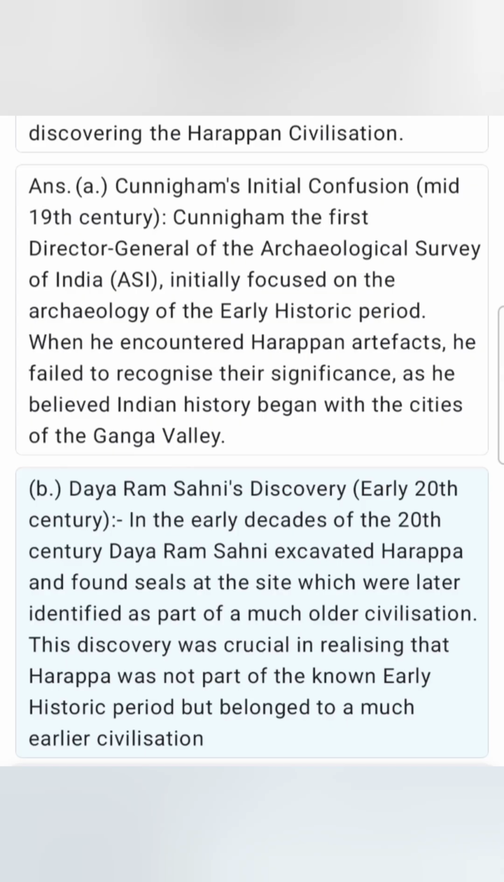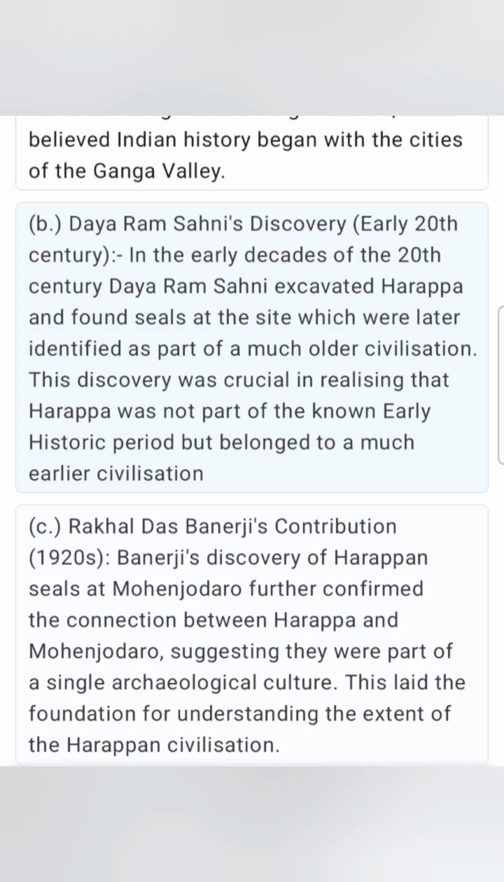In the early decades of the 20th century, Dayaram Sahni excavated Harappa and found seals at the site which were later identified as part of a much older civilization. This discovery was crucial in realizing that Harappa was not part of the known early historic period but belonged to a much earlier civilization.